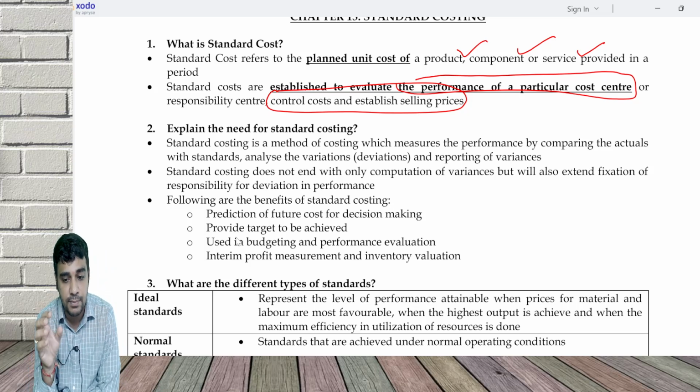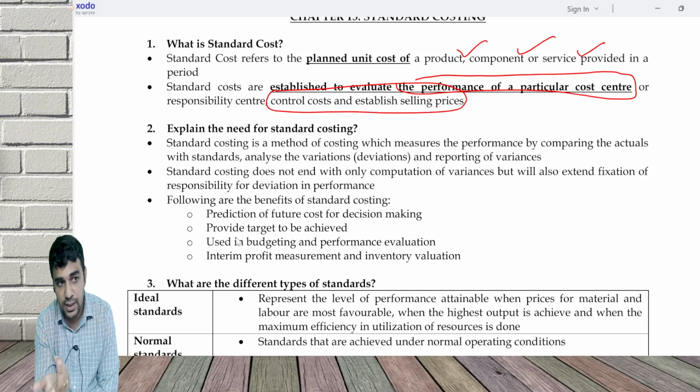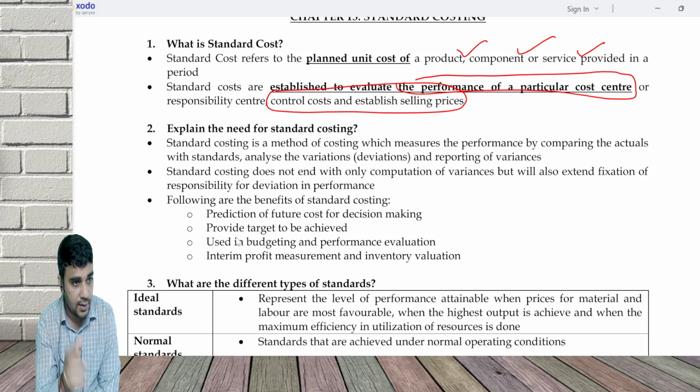So standard costing is a method of costing which measures the performance by comparing the actual with the standard, analyzing the variation and reporting of variances. Just to give an example, last week we couldn't take class, so it's a variation, but it is an unavoidable variation. There can be any reason. Now I will not worry about this unavoidable variation, but I've already told you next week we are planning to take class for an extra half an hour. The reason is very simple. I want to compensate the time which is lost. So unless I have that plan in place, I cannot take all this action.